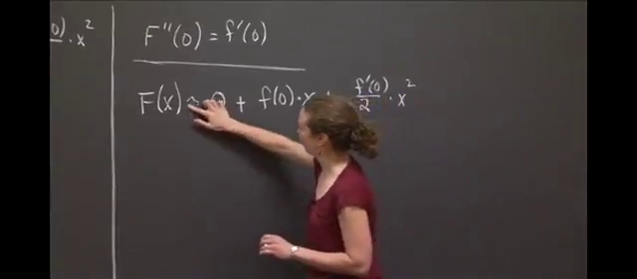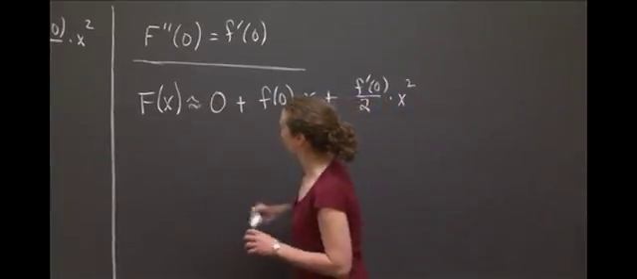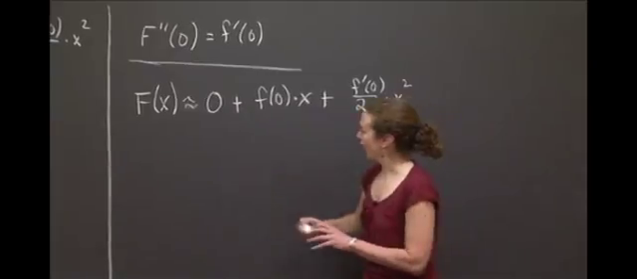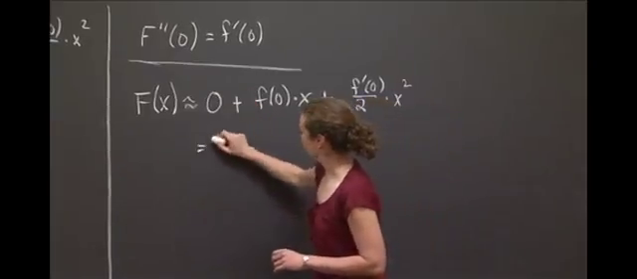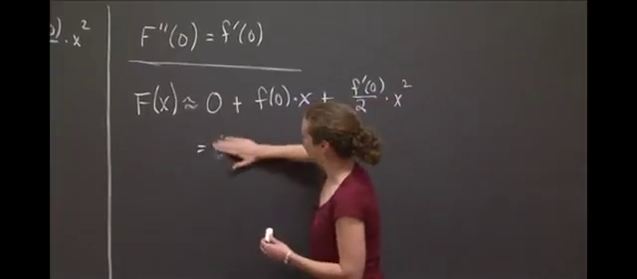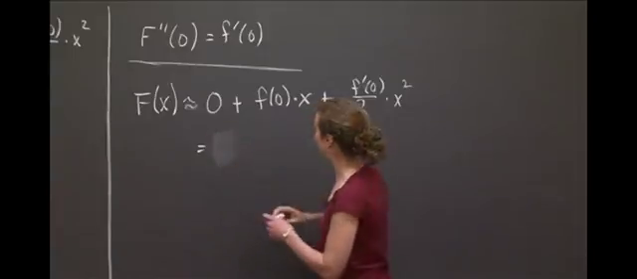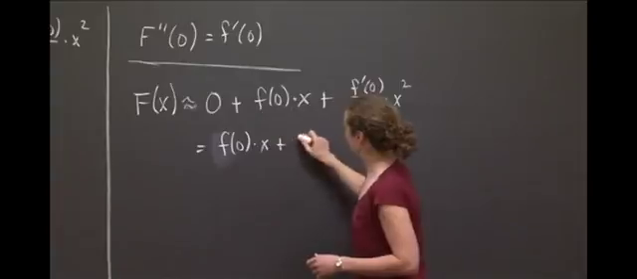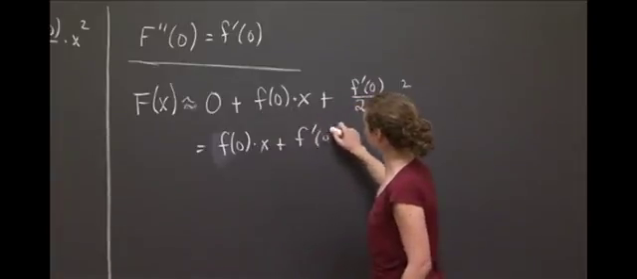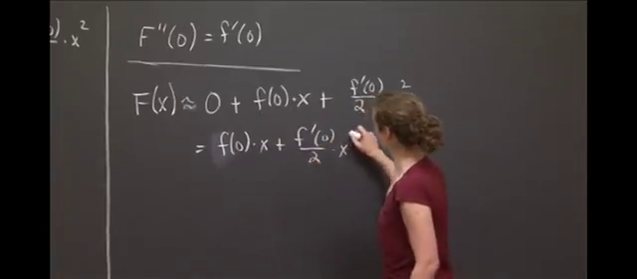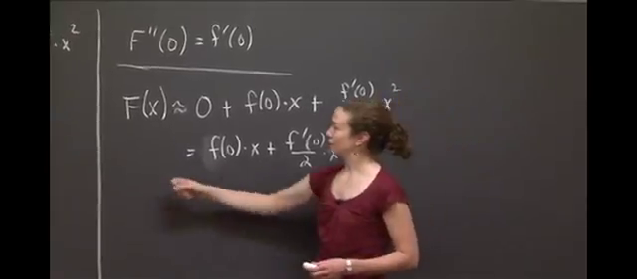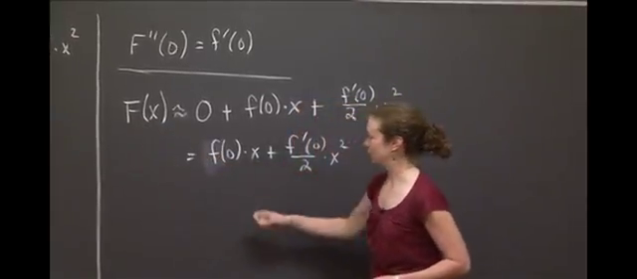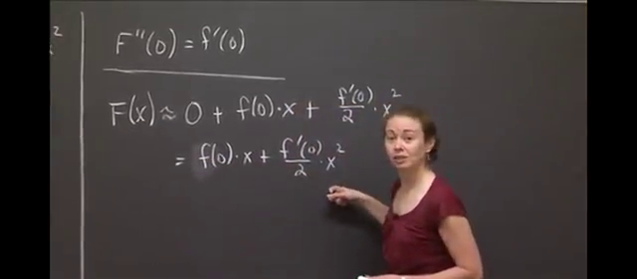This does not look like an approximation, by the way. Sorry, there we go. So what do we get? This expression above is equal to, well, why did I write the 0 again? Sorry, I was trying to avoid writing the 0. It's equal to f of 0 times x plus f prime of 0 over 2 times x squared. So the quadratic approximation of capital F in terms of little f is exactly this.